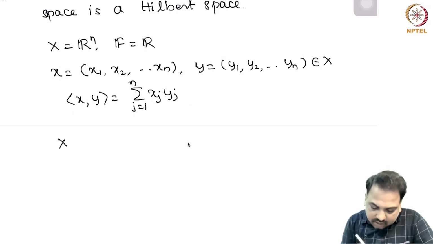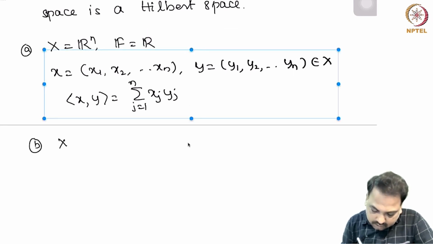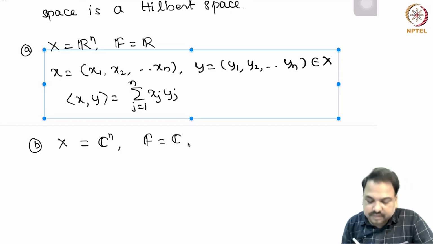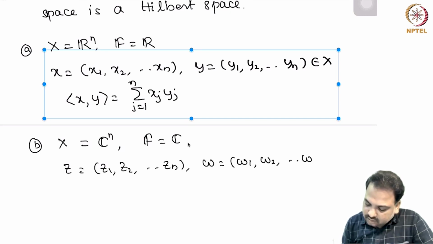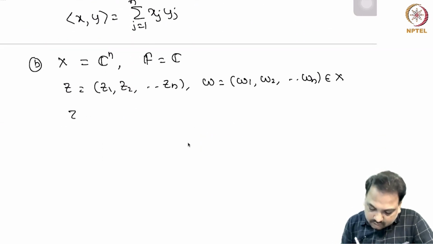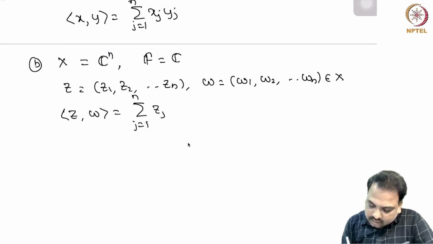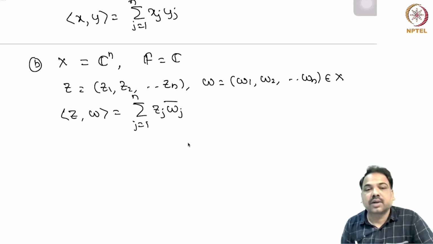Similarly, when you take X to be C power n and the field is C, you take Z as z1, z2, so on zn, and W as w1, w2, so on wn coming from X. So we know the inner product of Z with W is defined as follows: summation j equal to 1 to n zj wj bar.